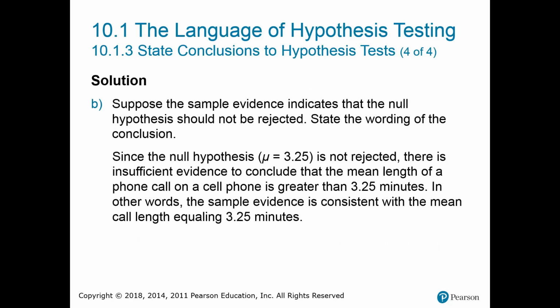In B, suppose the sample evidence indicates that the null hypothesis should not be rejected. State the wording of the conclusion. Since the null hypothesis is not rejected, there is insufficient evidence to conclude that the mean length of a phone call on a cell phone is greater than 3.25 minutes. In other words, the sample evidence is consistent with the mean call length equaling 3.25 minutes.